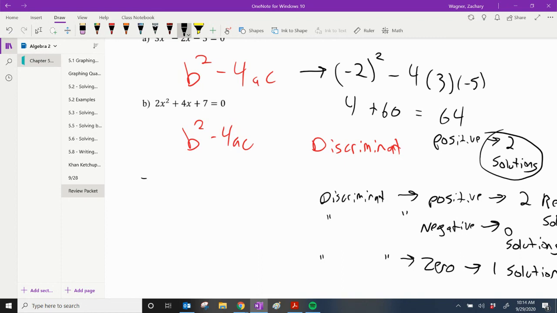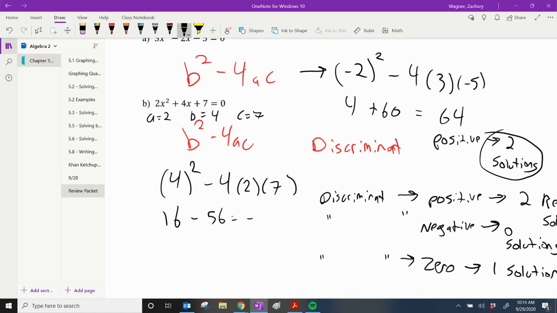This next one, we're going to perform the same discriminant operation. Once again, we haven't gone over this in class very often, so understanding this is very important for the test, but you won't be tested directly on these kinds of values. Just doing b squared minus 4ac. 4 squared minus 4ac. 16 minus 4 times 2 is 8, 8 times 7 is 56. This is going to be negative 40, which means there are 2 imaginary solutions or 0 real solutions.